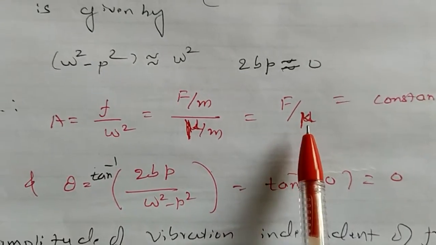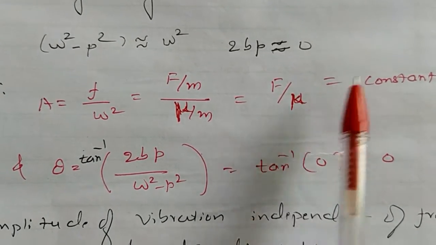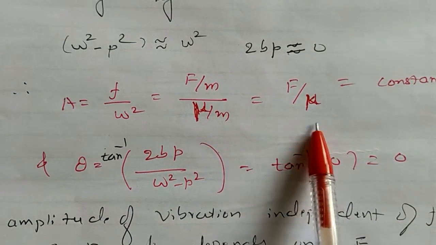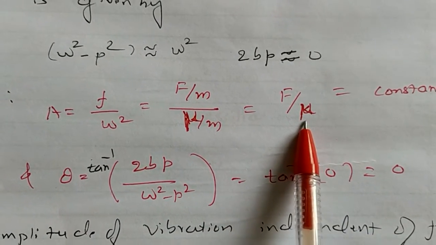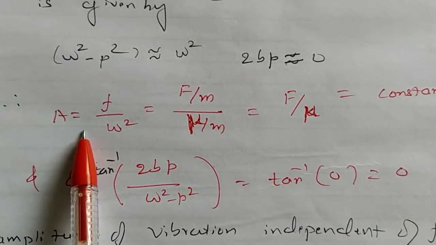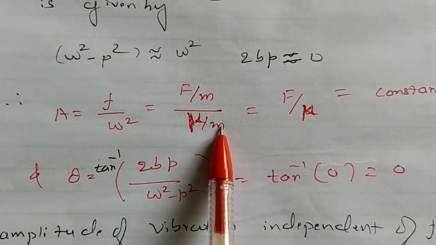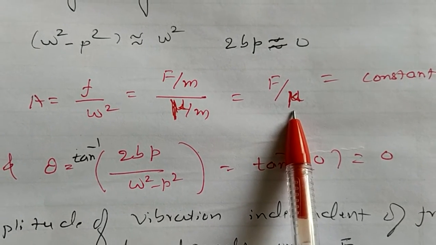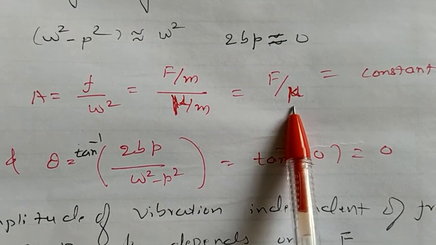F is constant, mu is also constant, which means the ratio is constant. So amplitude is independent of the frequency. P is not there. So it indicates that the amplitude of the vibration is independent of the frequency of the applied periodic force, or the frequency of the driving force.